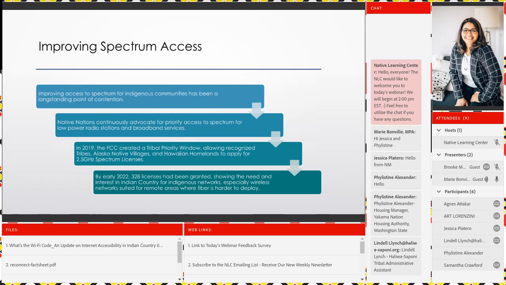So improving spectrum access has been a conversation, and spectrum sovereignty even more so. In 2019, the FCC created the Tribal Priority Window, allowing tribes, Alaska Native villages, and Hawaiian homelands to apply for 2.5 gigahertz of spectrum licensing. By early 2022, 328 licenses had been granted, showing the need and interest for Indian country to be a part of the conversation and own indigenous networks.